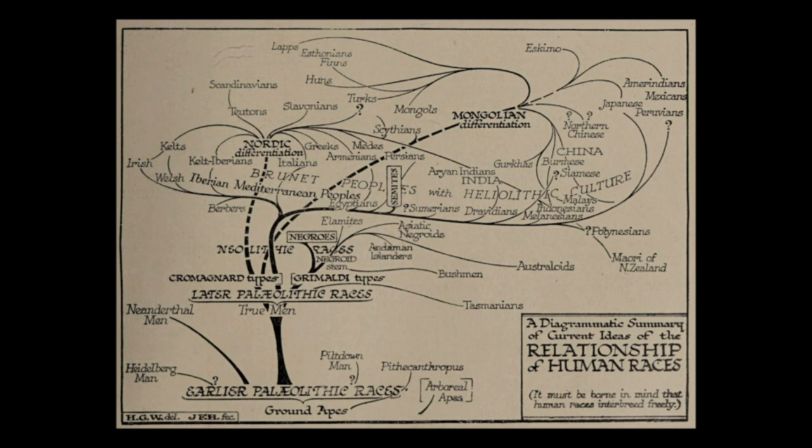To the left of the list, Nordics, Celt-Iberians, Celts, going further up, Scandinavians, Teutons, Lapps. To the right, Eskimos, American Indians, Mexicans, Japanese, Peruvians, etc. As the chart begins, it starts with ground apes to earlier Paleolithic so-called races, later Paleolithic races, into Neolithic races. It further develops into Mediterranean people, brunette people, into modern day so-called races. This book was published in 1920.